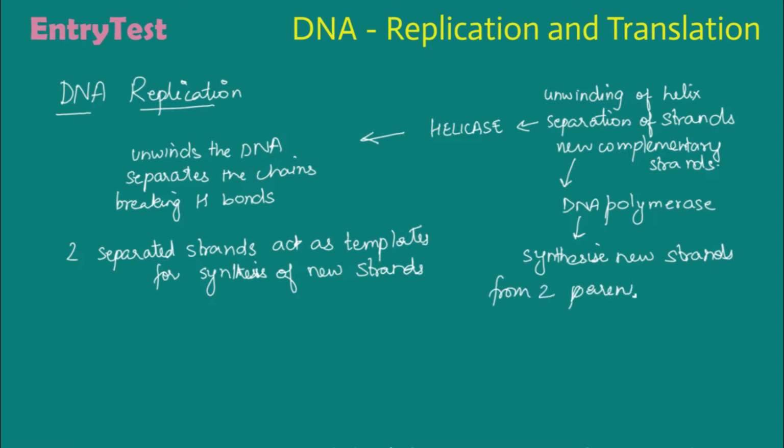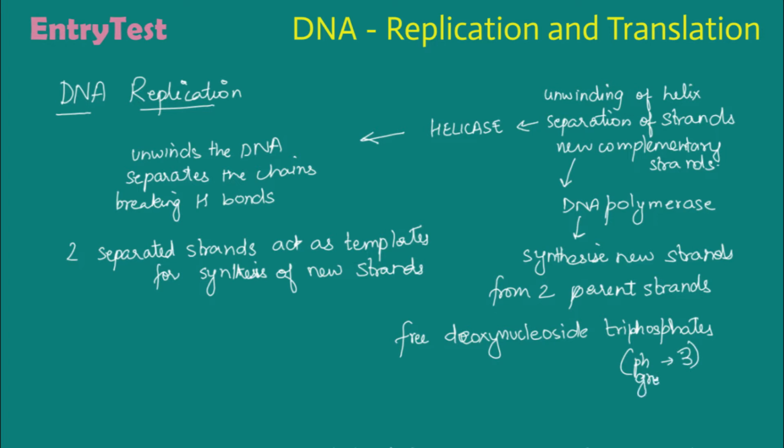So the parent DNA would be split up into two, and from each of those two parent strands, new strands will be made by DNA polymerase. What actually happens is free deoxynucleoside triphosphates. These are nucleotides with 3 phosphate groups. That's why we call them triphosphates.